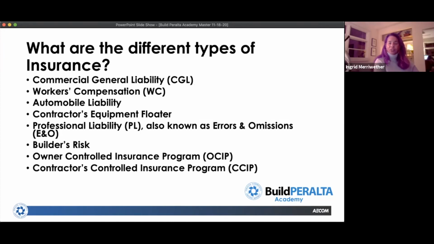So these are the specific coverages that your insurance portfolio should be made up of, the first four of these. So commercial general liability, we'll talk about that, workers' compensation, commercial auto liability, and a contractor's equipment floater. So that's the coverage we talked about for your tools and equipment that's mobile. We'll talk about professional liability really briefly. That's mostly, in the construction arena, for architects, engineers, construction managers, program managers. So we won't spend a lot of time on that. We'll talk about builder's risk, very important for you to understand that, and a little bit about OCIPs and CCIPs. Next slide.